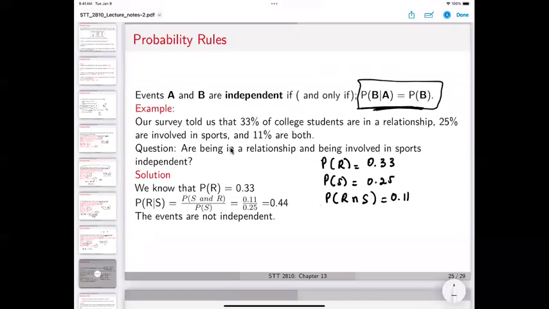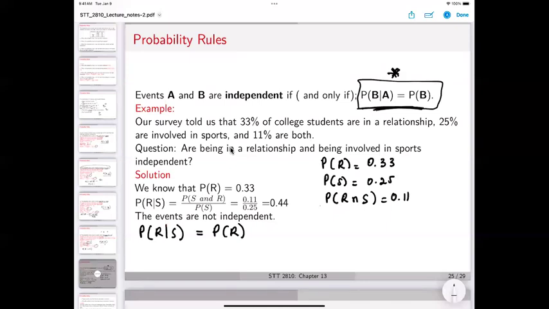Now, we want to verify: are being in a relationship and being involved in sports independent? So we are trying to verify if these two events are independent. To verify that, we are going to rely on this guide that I recommended you write in your sheet. First and foremost, let's write the formula down. P of R given S should be equal to the probability of R. If this assumption holds, then they are independent.